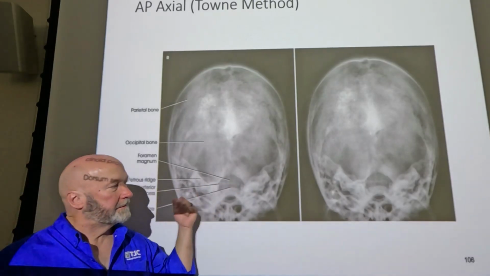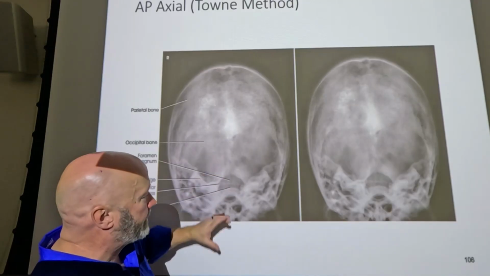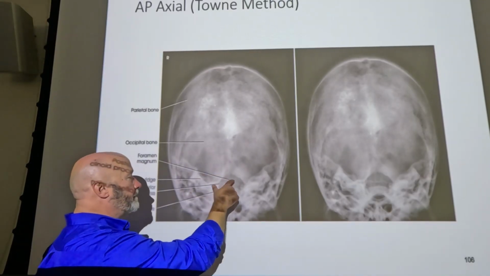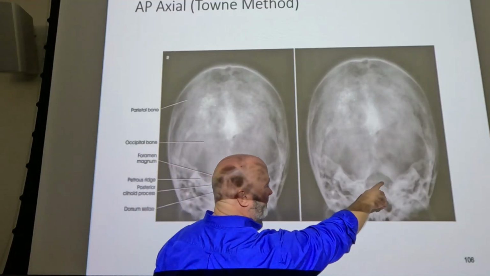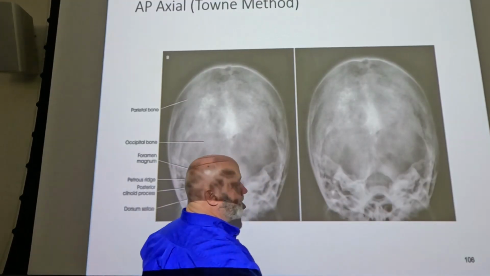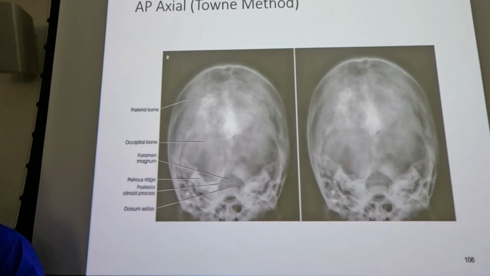So, no orbits. The V shape of the petrous ridges. You want to see the foramen magnum in the center. Clinoid, you can't really see it on that one. You can kind of, sort of see it here. The posterior clinoid processes should be in the foramen magnum.